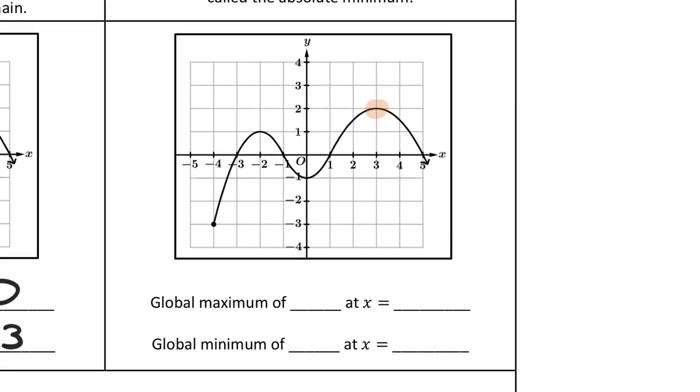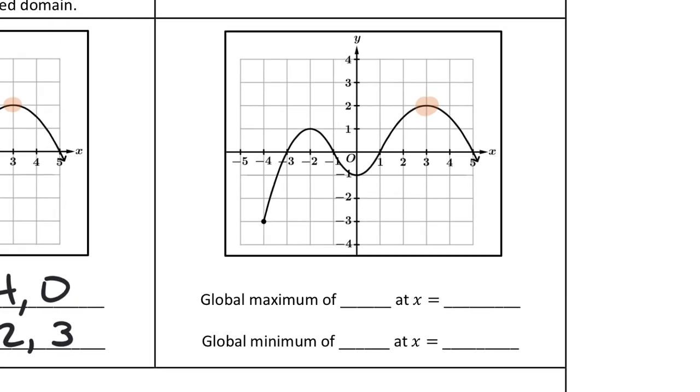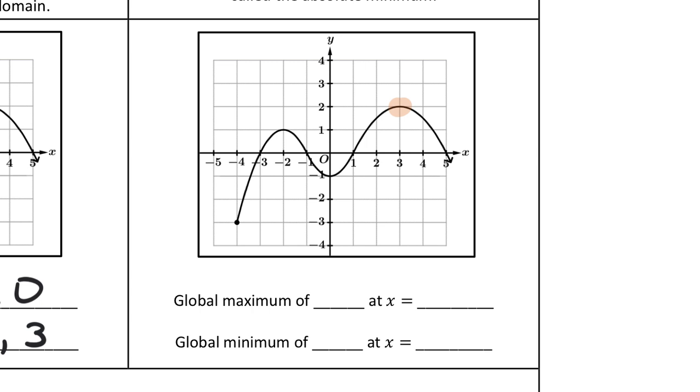Okay. If we're looking at this, I've highlighted the highest of all the high points. Do you agree? Okay. Notice it is also a relative maximum, but it is the biggest of all the relative maximums, which means we have a global maximum of the value 2 at x equal to 3. That coordinate point is (3, 2). We have an input of 3 and an output of 2. So my global maximum, the highest it goes, is 2 at x equal to 3.